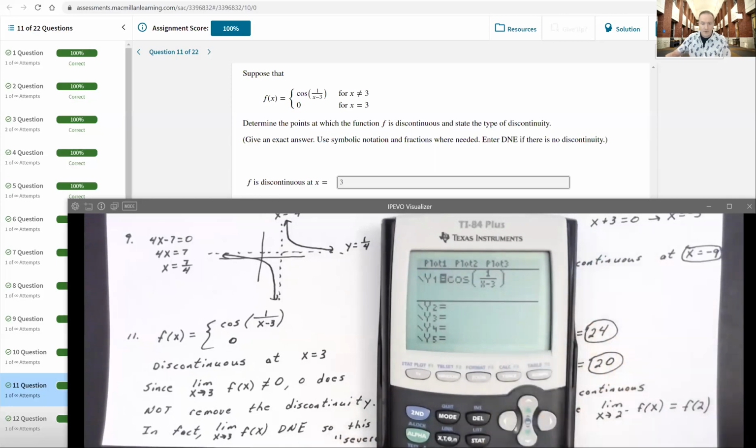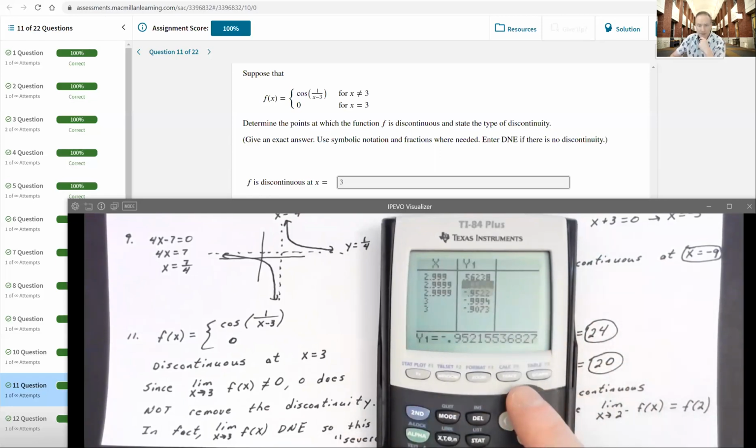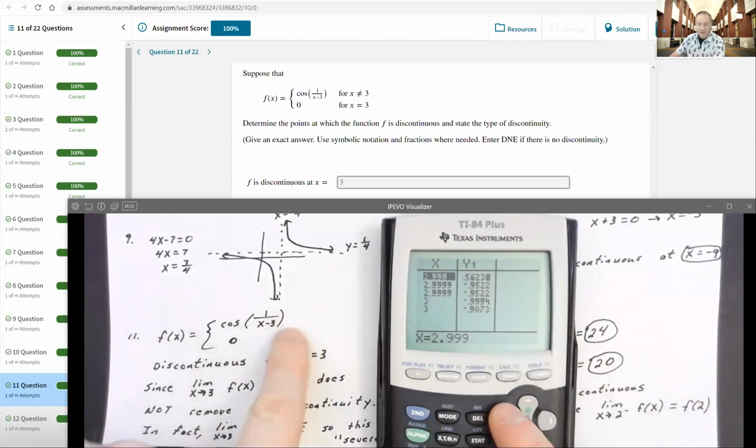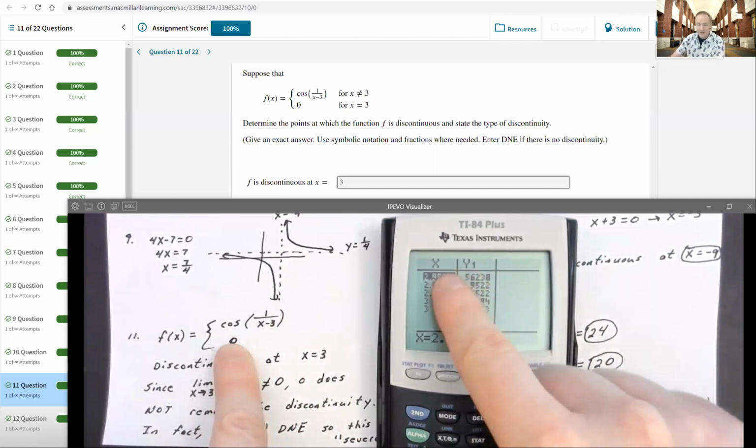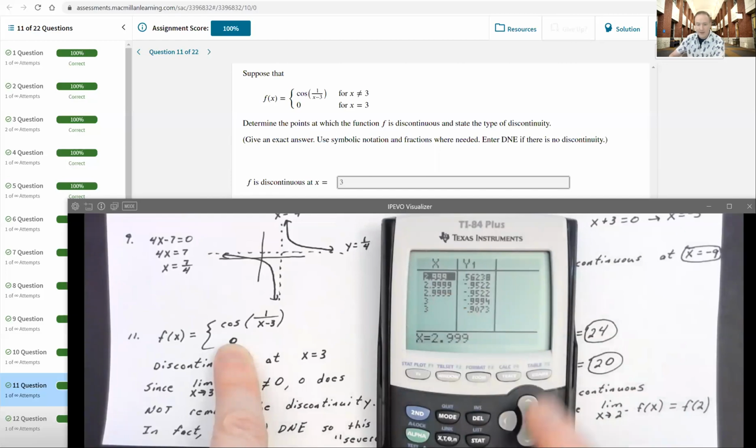Here's your cosine of 1 over (x minus 3). In order to see the limiting value, I'll go to my table of values. Notice I tried to approach 3 from the left-hand side, and I said, well, if the limit as x approaches 3 is 0, then this function is going to be continuous at 3, because when x is equal to 3, my y value is told to be a 0. That doesn't help. Look what happens as x gets closer and closer to 3: at 2.999, it's 0.56238. When I go to 2.49s, it's negative 0.9522.